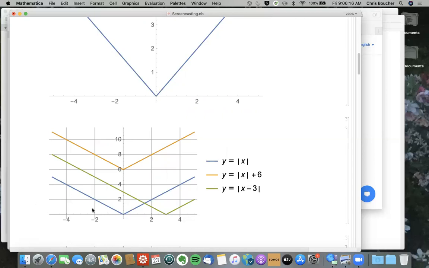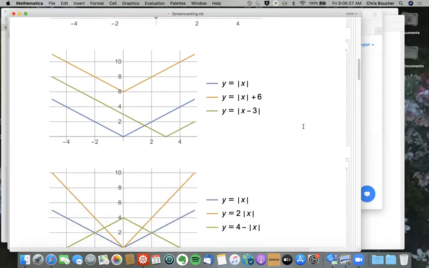So that just takes the blue V and shifts it up 6 to the orange curve. And then the bottom one here, I'm subtracting 3 inside the function. So that's a rightward shift of 3 units. And you can see the green V is shifted to the right by 3. Because of the shape, it's relatively easy to keep track of the shift. We just move the bottom of the V appropriately.